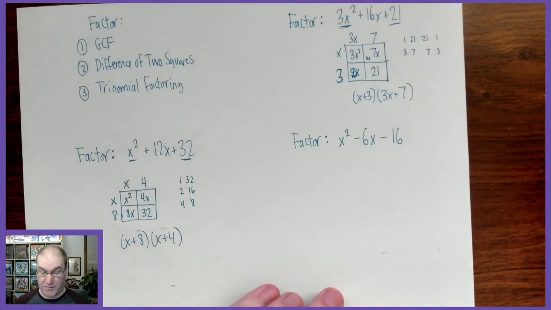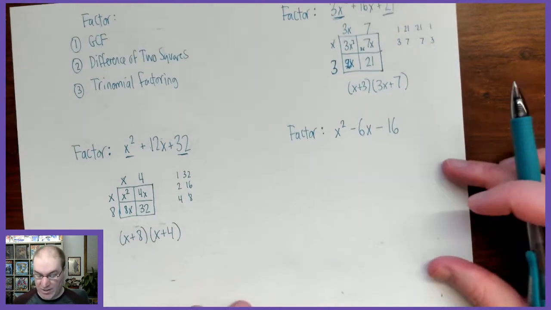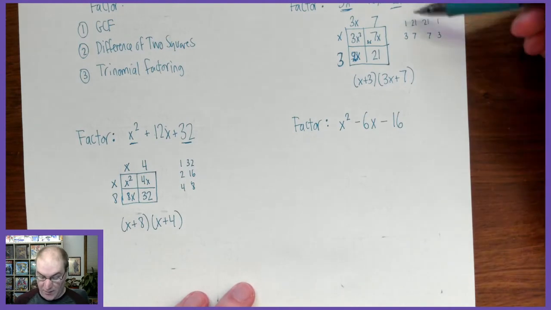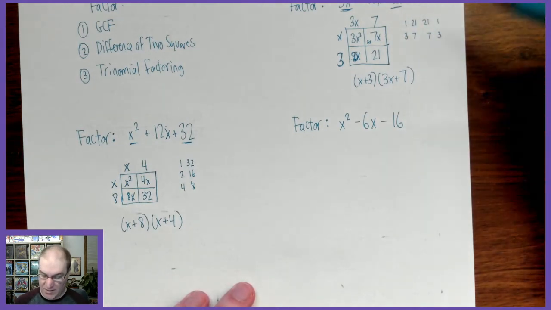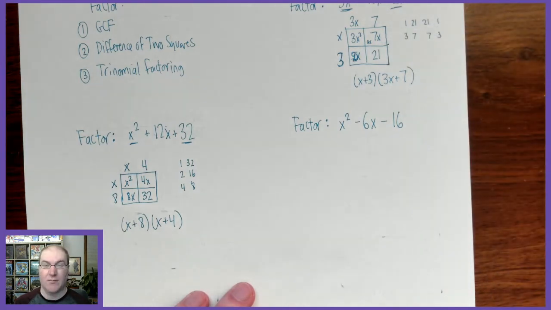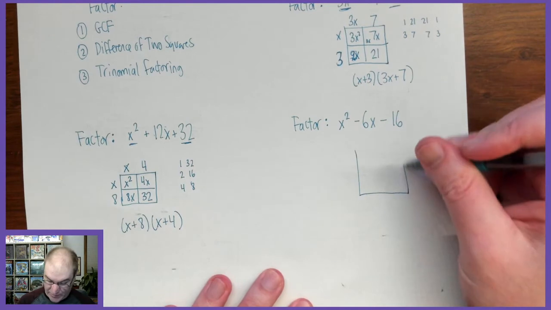So again, it's just guessing and checking. You just got to try all your options. If it helps, list out all the ways to multiply to get the number you need, and then just kind of start throwing numbers in and see what happens. Okay? Last example for today.